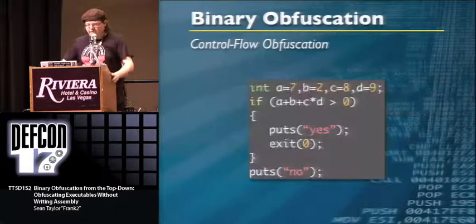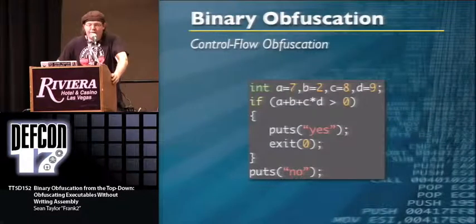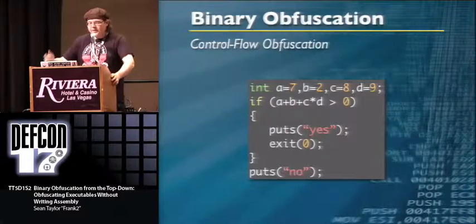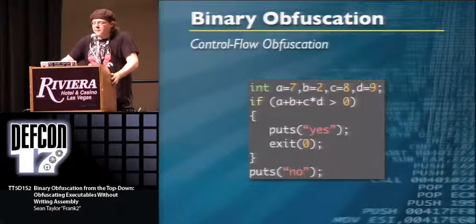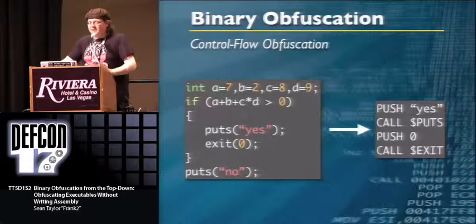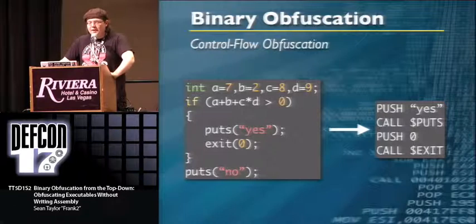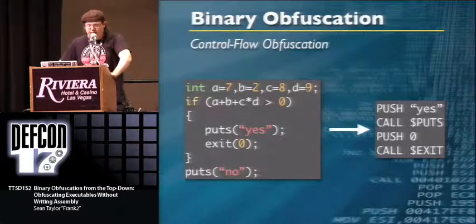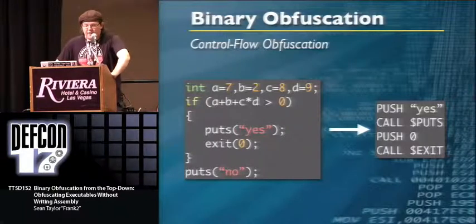So let's get an example going. Here we have A, B, C, D, and we're going to do a bunch of math in our if statement, and it's always going to be greater than 0. We know it's always going to be greater than 0, so it's always going to print yes. We know it's always going to print yes, but we don't want people to know that. But the compiler is wise to our tricks. It's going to know, because those variables are static at compile time, I'm sorry, that statement is always going to execute, and no is never going to execute.